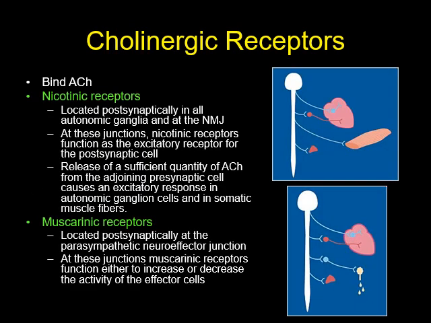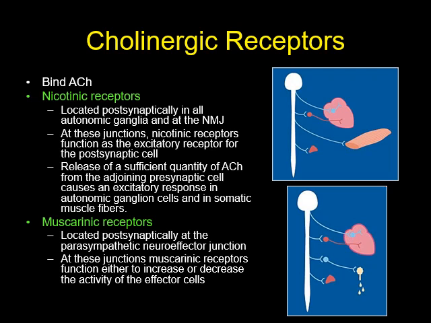Now, acetylcholine binds to two different types of cholinergic receptors. Nicotinic receptors are located postsynaptically in all autonomic ganglia, as well as at the neuromuscular junction. At these junctions, nicotinic receptors function as the excitatory receptor for the postsynaptic cell, meaning that when they bind to acetylcholine, they go on to send a nerve impulse. Release of a sufficient quantity of acetylcholine from the adjoining presynaptic cell causes an excitatory response in the autonomic ganglion cell bodies and in somatic muscle fibers of the neuromuscular junction.